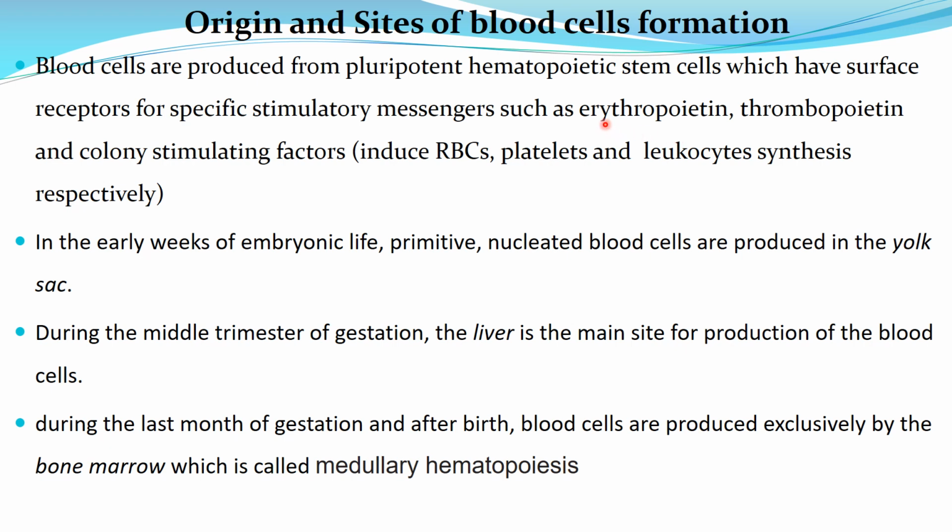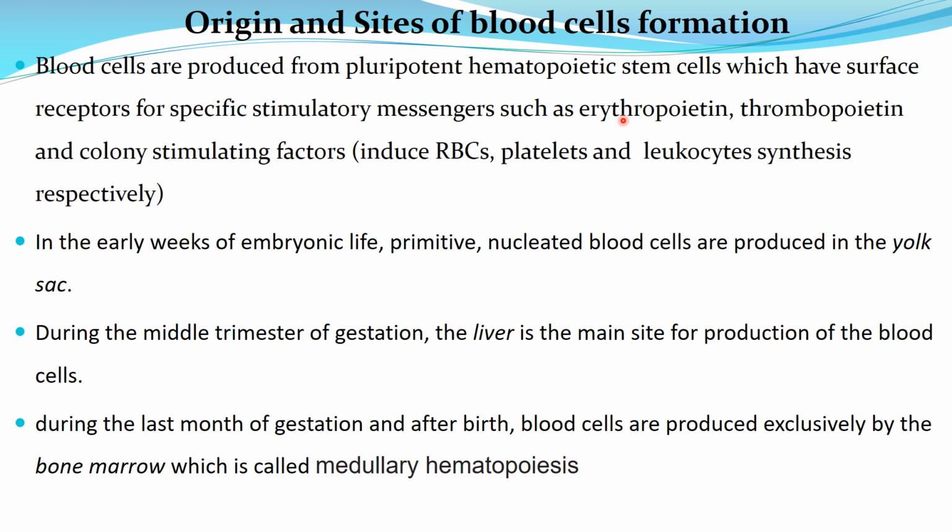Erythro means the red blood cells. So erythropoietin is responsible for inducing the pluripotent hematopoietic stem cells to differentiate into what? Into erythrocytes. When erythropoietin binds to its own specific receptors on the pluripotent hematopoietic cells, these cells directly differentiate into what?